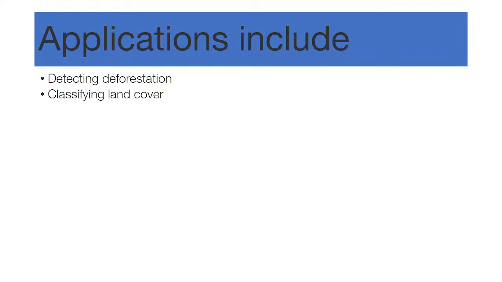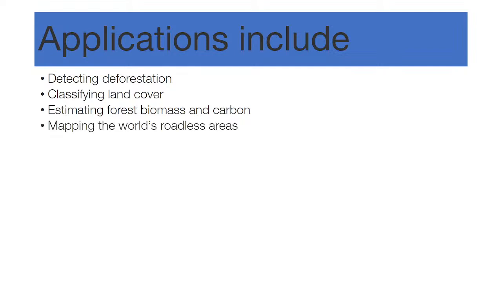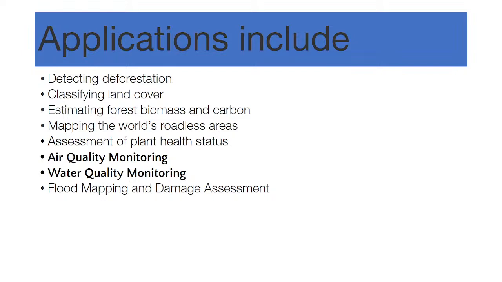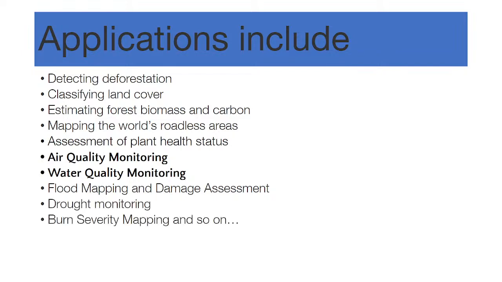the land use and land cover mapping, estimating forest biomass and carbon, mapping the world's roadless areas, assessment of plant health status, air quality monitoring, water quality monitoring using remote sensing techniques, flood mapping and damage assessment, drought monitoring, burn severity mapping, and so on. We can easily do these using the Google Earth Engine platform, or land surface temperature monitoring. Okay, so here I mentioned some applications, but any types of remote sensing work we can easily do using the Google Earth Engine platform, very quickly and efficiently compared to other software.